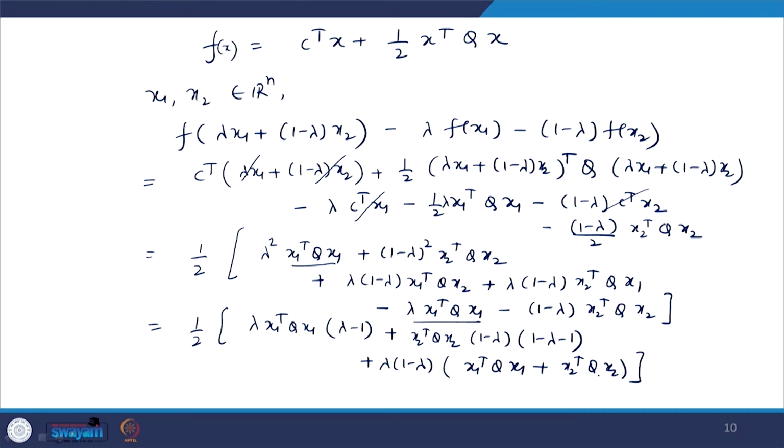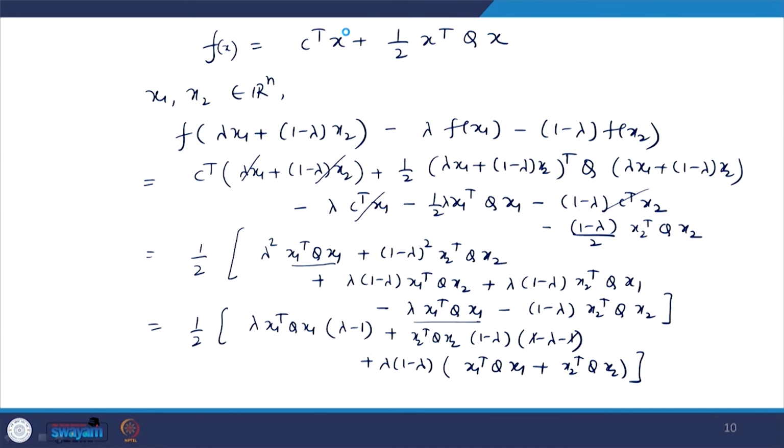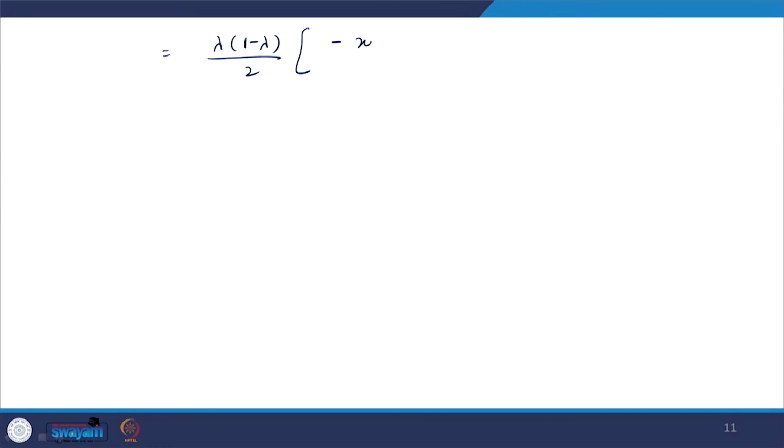Okay. So, this 1 cancels out. So, lambda into 1 minus lambda, you can take common from all the 4. So, what do we get? We are left with lambda into 1 minus lambda upon 2. Okay. Negative can come out. So, it is minus x1 transpose Q x1.